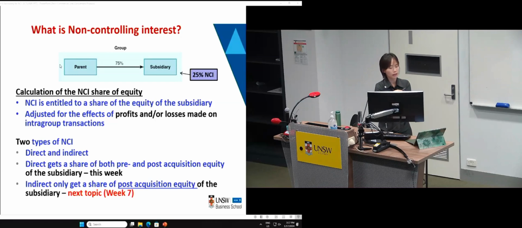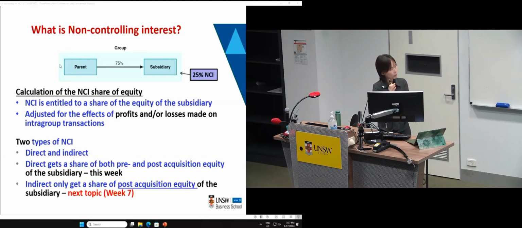The direction of the transaction matters here. It must be the subsidiary, including in the subsidiary record, that has some unrealized profit or loss made on the intra-group transaction. If the profit or loss is in the record of the parent, those intra-group transactions have no impact on NCI, okay? Because NCI here receive a share of the subsidiary's equity that is reflected in the consolidated accounts.